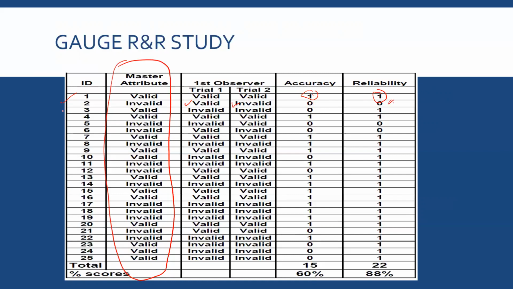Moving on to the third part, we know that this is a valid part. However, the first operator indicated in the first trial that this is invalid. The second time, he also said invalid. Is this accurate? No, it's not accurate because it does not match the master attribute. This is why we have a zero. Is it reliable? Yes, because the observer gave the same answer on the first trial and the second trial.